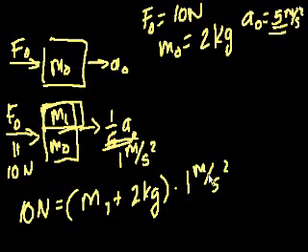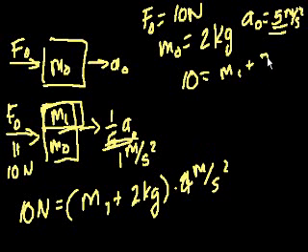So then we have this 1, we could ignore it essentially. So then we essentially have that 10, and since all of our units are right, we can kind of drop the units because we know they work out. 10 is equal to m1 plus 2. So you get m1 is equal to 8.